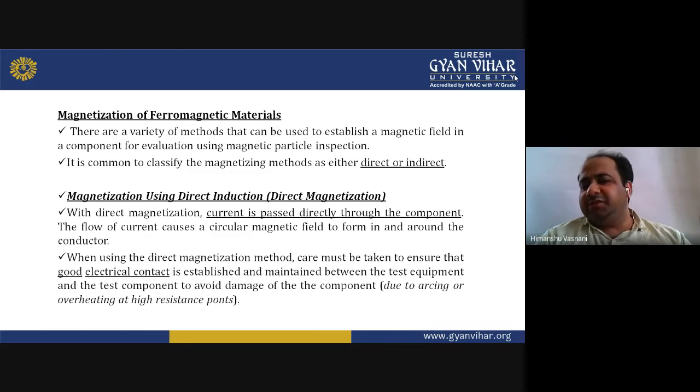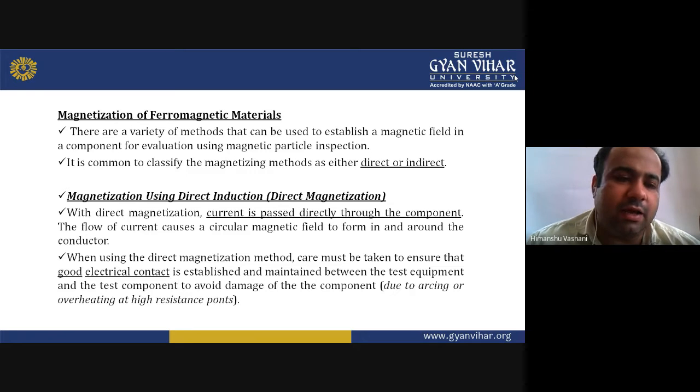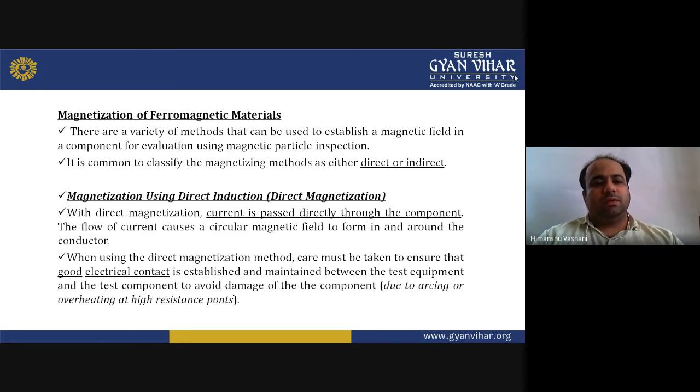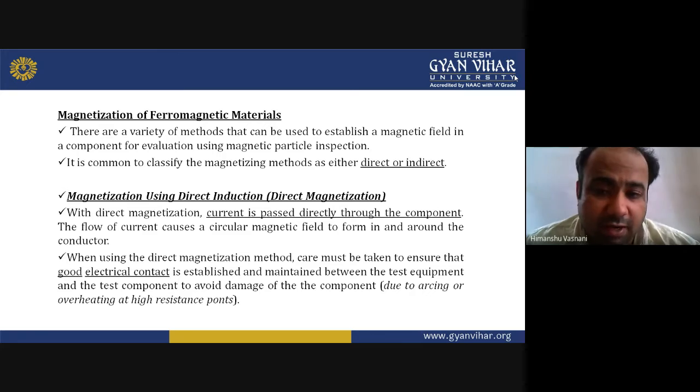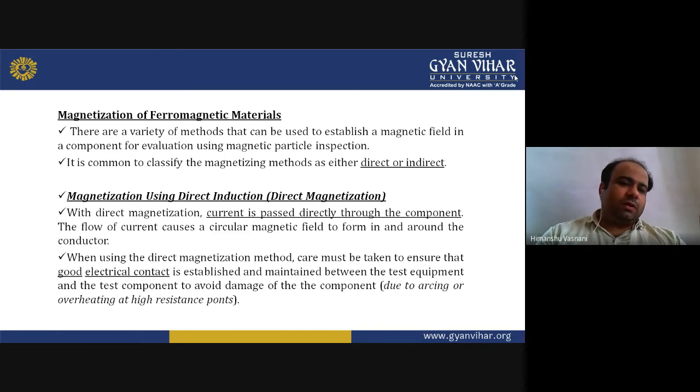With direct magnetization, the current is passed directly through the component. The flow of current causes a circular magnetic field to form in and around the conductor.